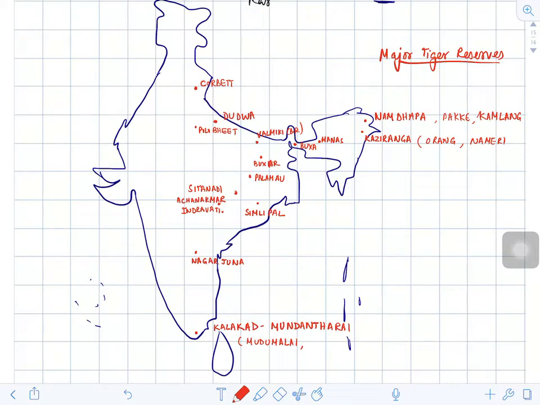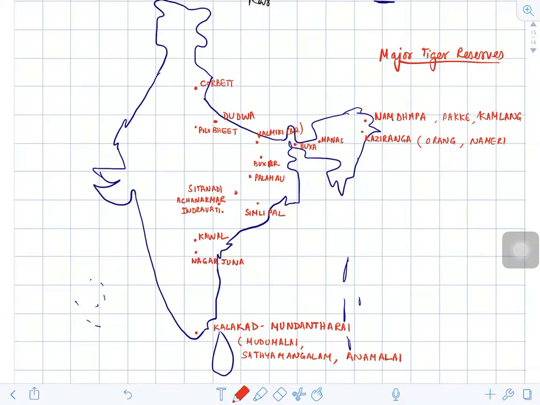Mudumalai. We have Satyamangalam. Then we have Annamalai. In Telangana, we have one more, the name of which is Kawal.